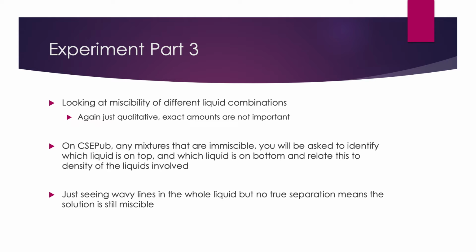Now, something that can also come up, and this happens a lot when mixing different liquids, is you might not see a full separation of the liquids, where you have a clear line making your two distinct layers. Instead, what you might see is these weird wavy lines going through almost the whole solution. We do consider that to still be miscible, and in fact, that is very common when different liquids do get mixed together and do make a solution.